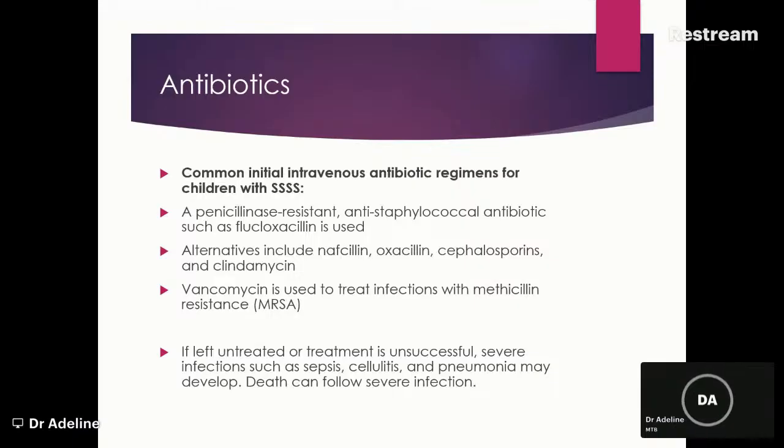When it comes to the IV antibiotic regimen for children, we use a penicillinase-resistant antistaphylococcal antibiotic like flucloxacillin, since Staph aureus is the most common cause of SSSS. The alternatives can be nafcillin or oxacillin, cephalosporins, and clindamycin. Vancomycin is used to treat infection with methicillin resistance. If the condition is left untreated or the treatment is unsuccessful, this can lead to very severe sepsis, cellulitis, and pneumonia, and even death can occur in severe infections.